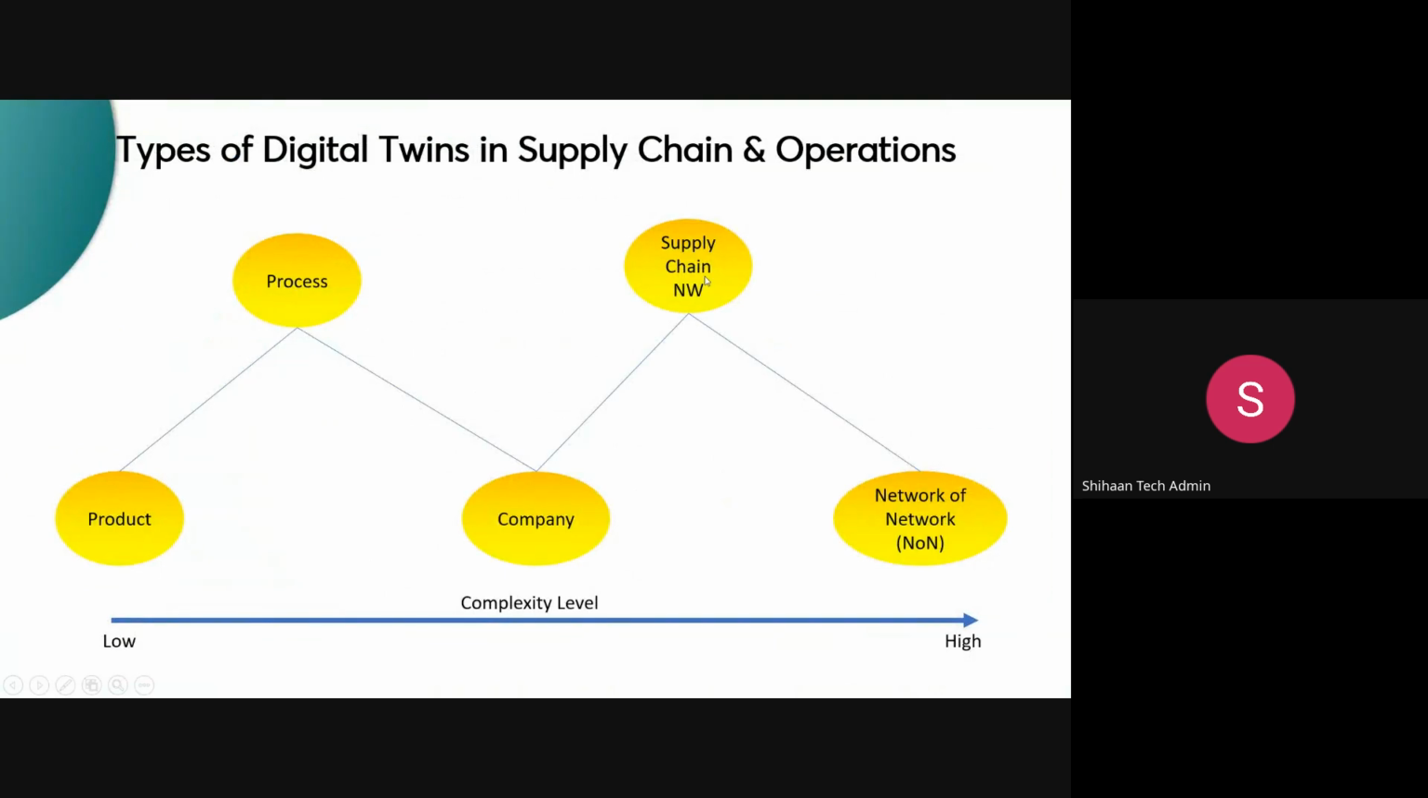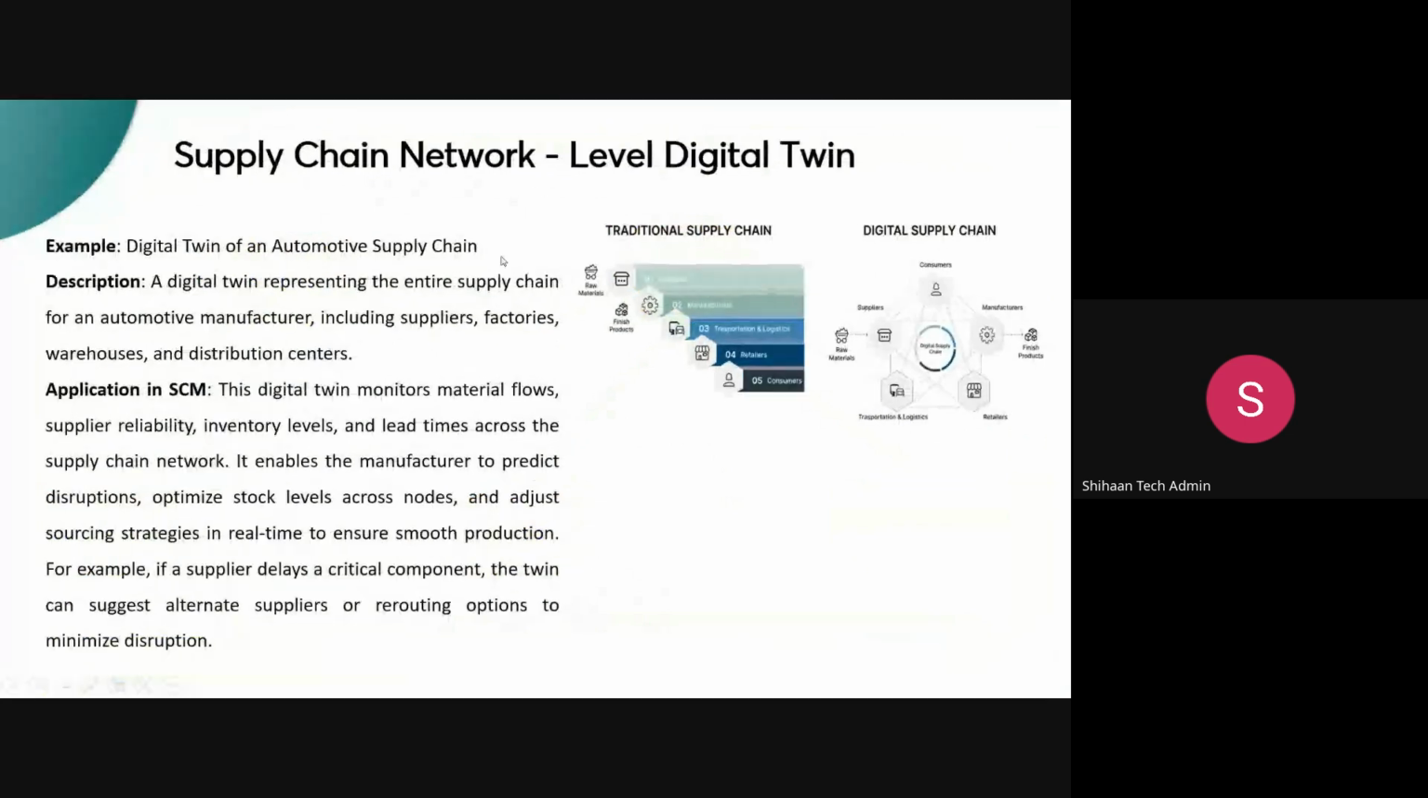So basically, as the ecosystem is growing, the complexity is also going higher than just building a digital twin of a product or a process on a company level. Supply chain is even more, it's a full ecosystem of the network of the manufacturers, distributors, and retailers. So building a digital twin of this ecosystem will be a little more complex.